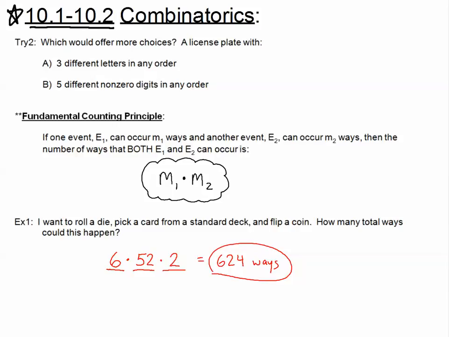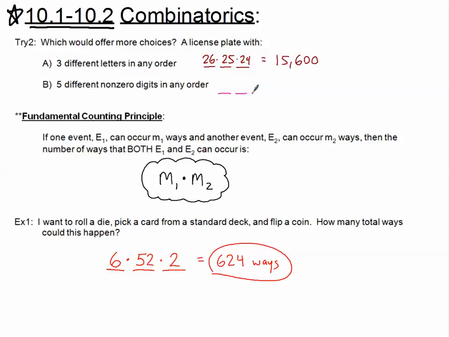And I like to use the fundamental counting principle. 3 different letters would be 26 times 25 times 24. That would give me 15,600. Quite a few license plates. And let's see our second one, 5 different non-zero digits.